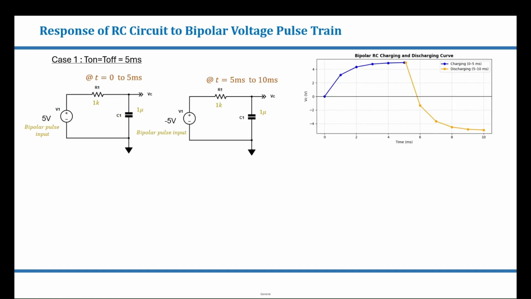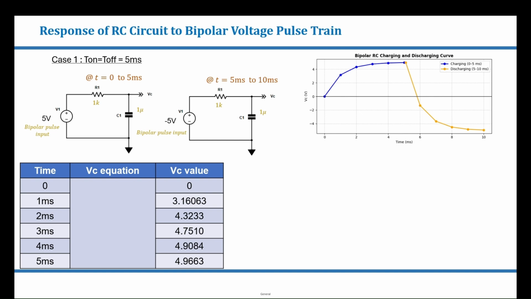Now let's see how the capacitor's voltage looks between 0 to 5 milliseconds. If we consider 5 different time steps within this on time, when the input voltage is 5 volts, and calculate the voltage across the capacitor using this equation, we get the following values. On plotting these values we can see that the voltage across the capacitor is exponentially increasing during 0 to 5 milliseconds.